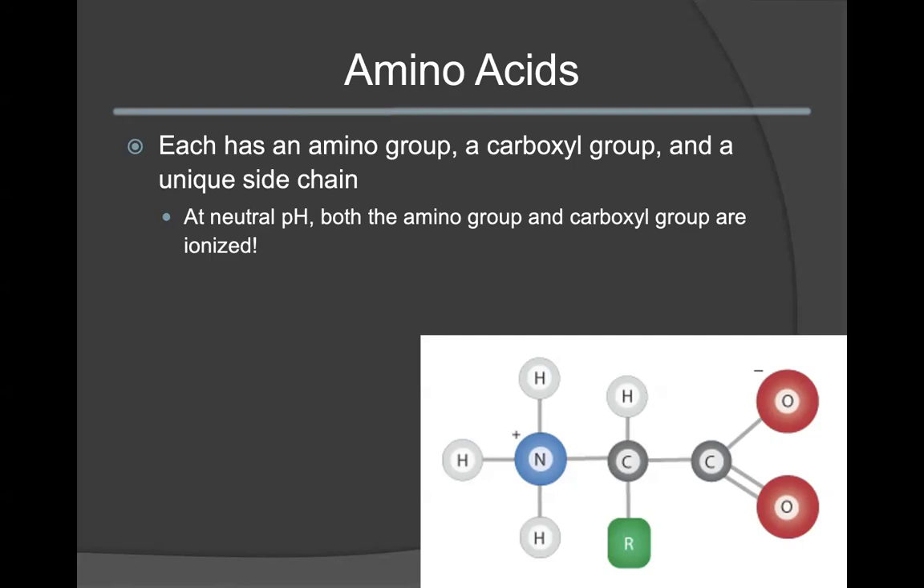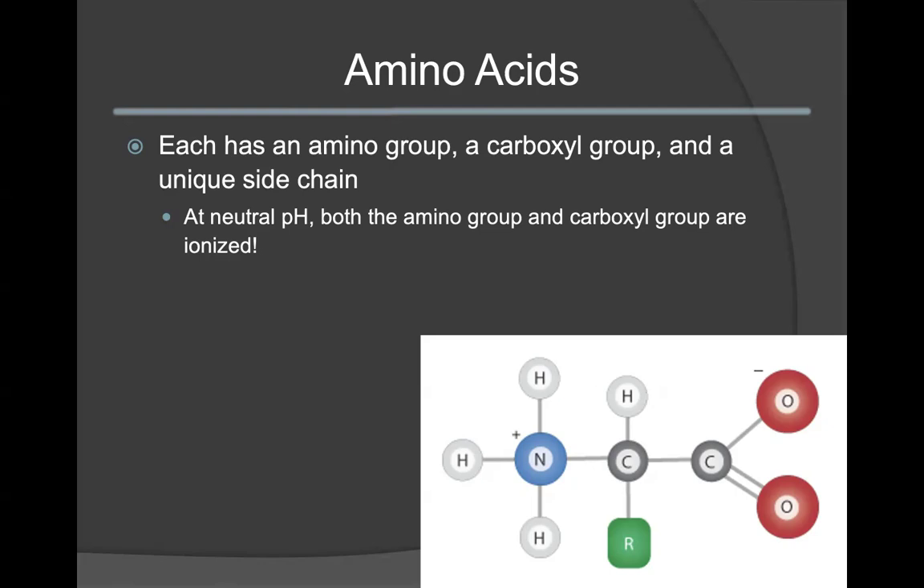To the right of that carbon, you have a carboxyl group, which is a C double bond O bond OH. You can see in the diagram below that this OH group is converted to an O minus. This is because at biological pH, remember, this functional group will be ionized.